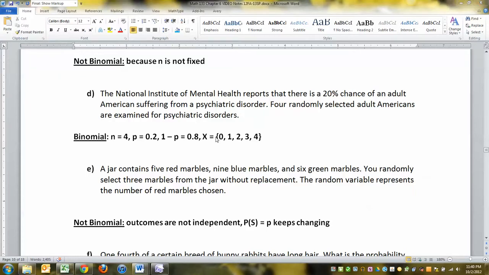Again, success and failure don't really mean that much, they just mean success in statistics terms, not in terms of life terms. Now, the lowest you could have is none of them have a psychiatric disorder. 1 could have it, 2 could have disorders, up till 4, all 4 of them, right? But you can't get any more than 4 because you've only got 4 patients to look at.